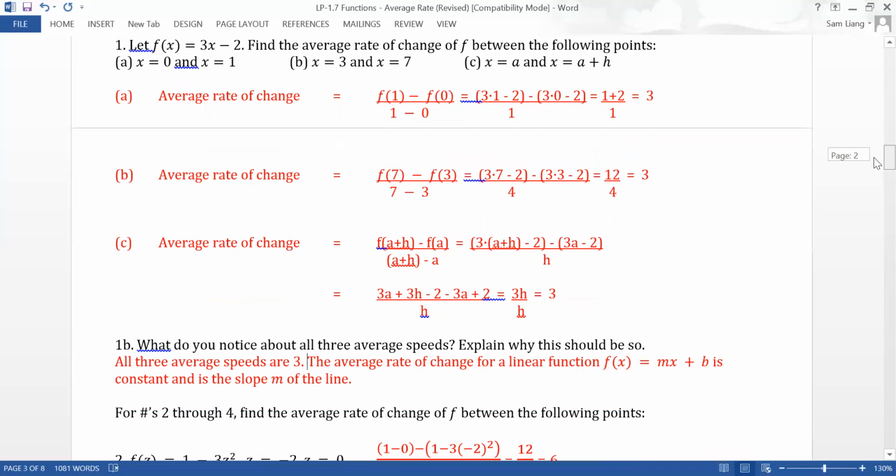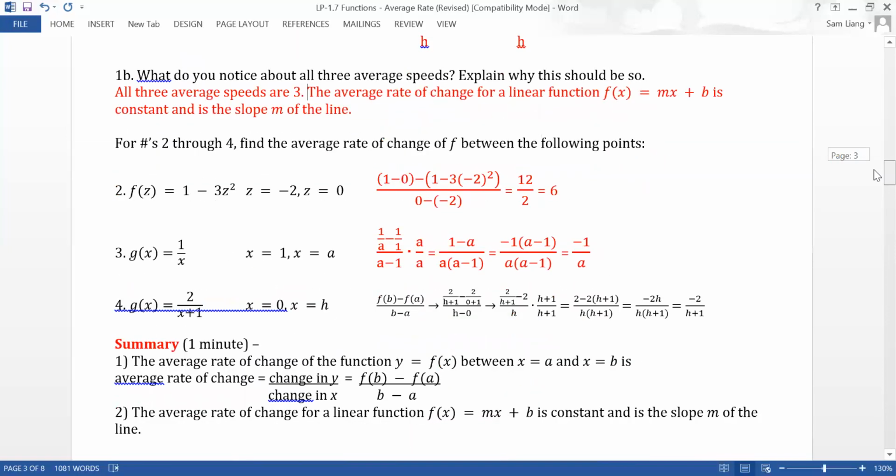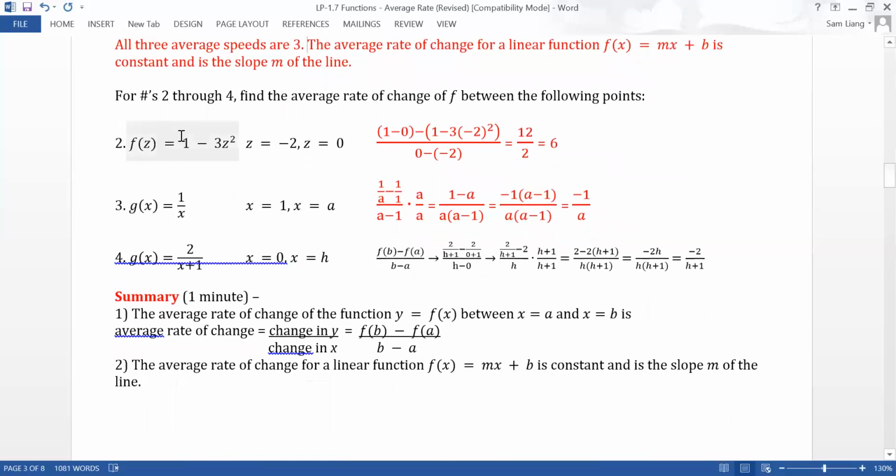Okay. All right, question 2 here. So this function is a parabola, right? 1 minus 3z squared. And then we're going to evaluate from z equals negative 2 to z equals 0. Okay, so evaluate f of 0, right? If you plug in 0 into this function, you're going to get 1 minus 3 times 0. So that's 1 minus 0.